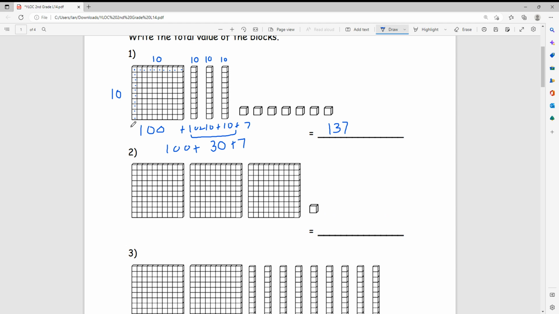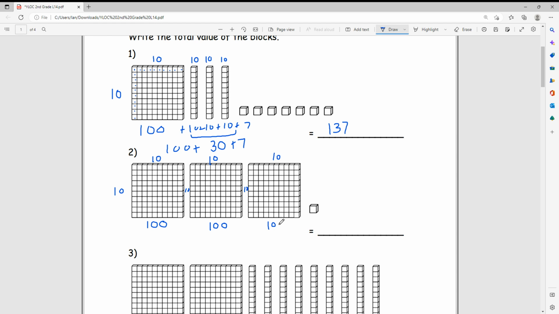Next, we know that this is the same one as up here. So we can do 10, 10. And then this one's 10, 10. And this one's 10 and 10. If we just know these filled in, 10 times 10 is going to be 100. And then 10, 10, 100. And 10, 10 is just 100 again. And then we know there's one block here, so we can do 1.